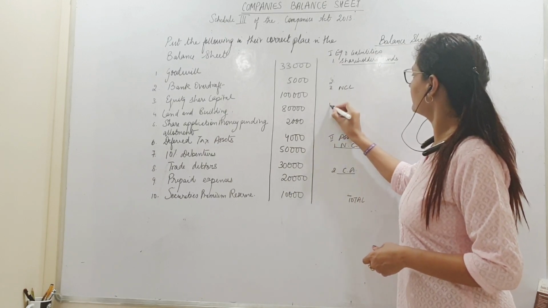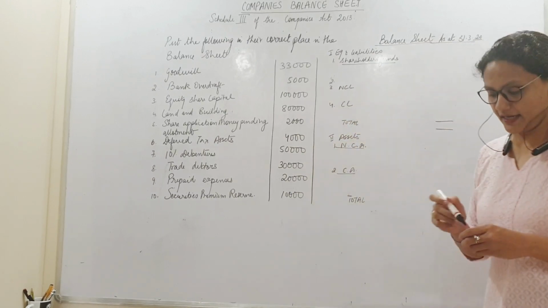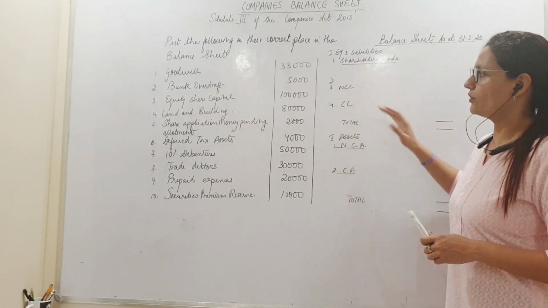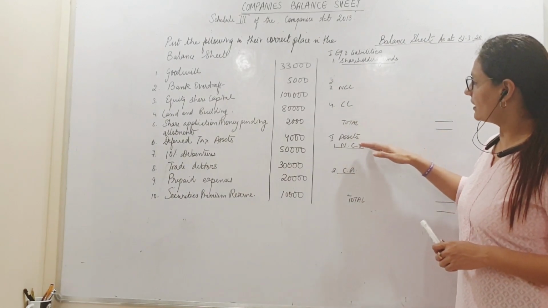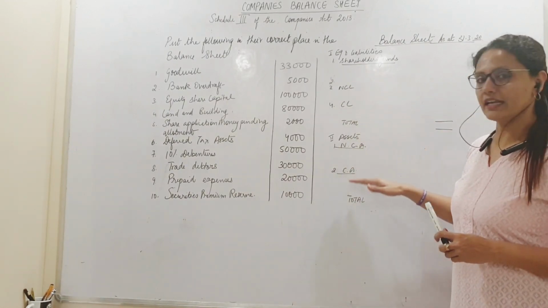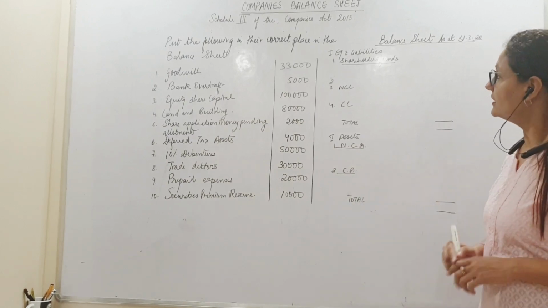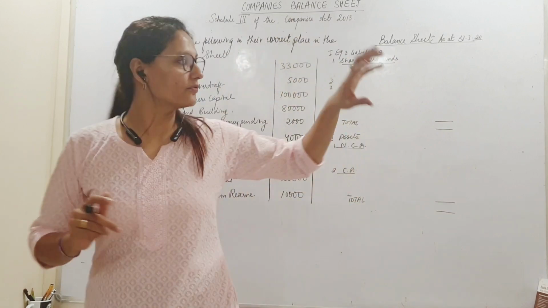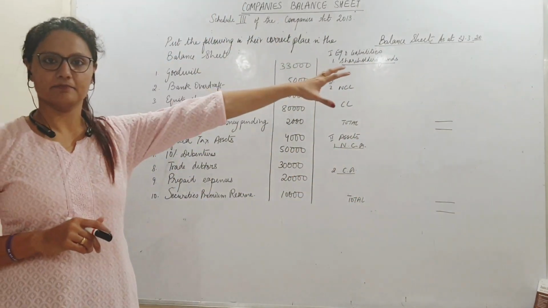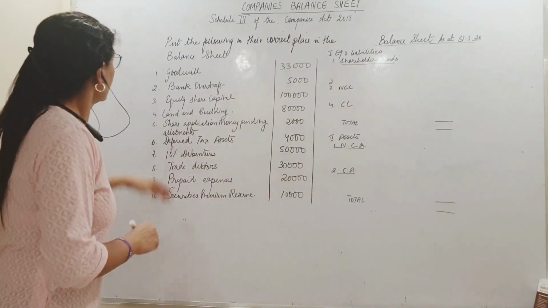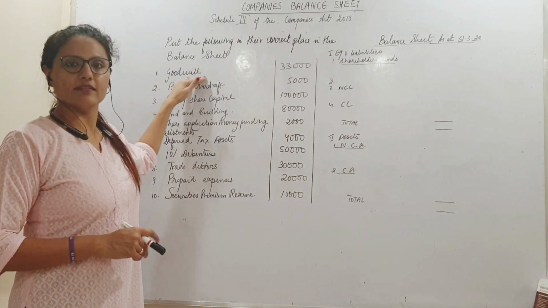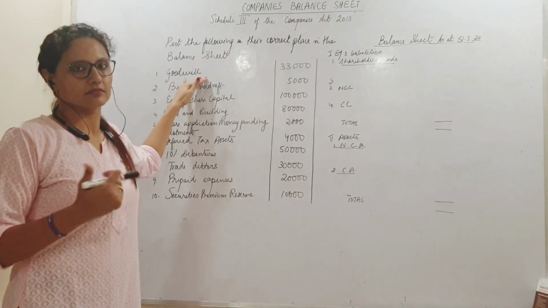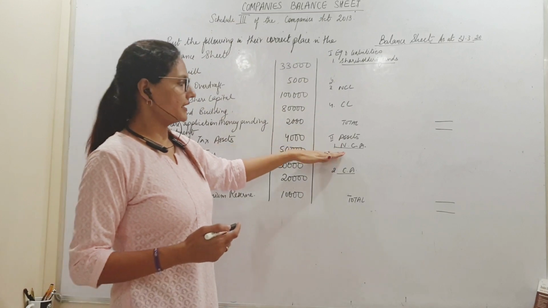And number 4. So these are the main headings here: 1, 2, 3, 4, and these are the asset side 1 and 2. This is the main structure, right? Now we will have to pick up amounts from here and place them there. That is what you need to do. Then let's see. Goodwill. What is it? Asset or liability? Asset. Very good. So it comes this side.